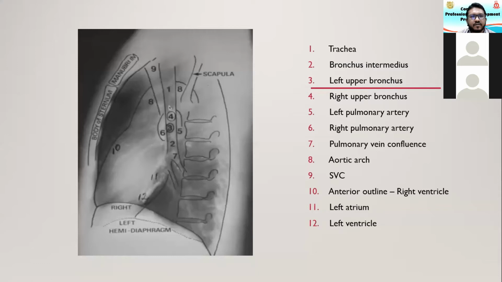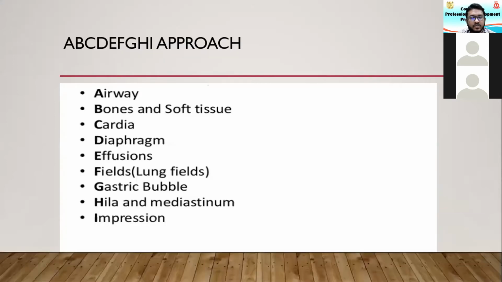So I hope that you have understood what the basic structures are that you will be identifying on the AP and lateral view of a chest X-ray. So what is your systematic approach? There are certain ways of interpreting a chest X-ray. In the old days, we used to start either from the center and go laterally, or you can start laterally and come into the center.